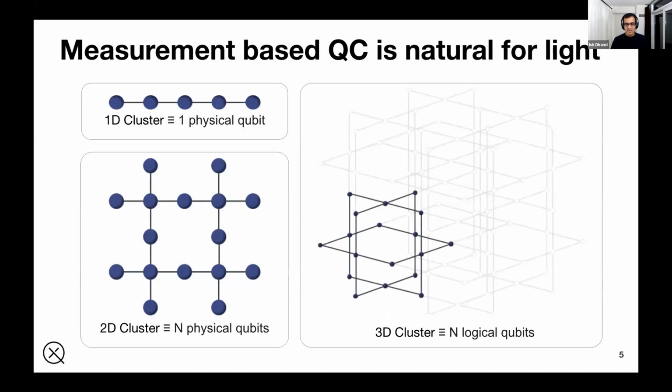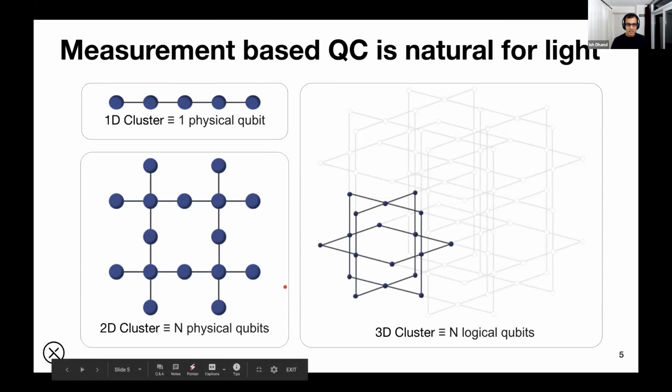Okay, within photonics, how would you go about doing computation? And the way to do it is measurement-based quantum computing. This is because photons are flying qubits, unlike matter qubits, on which you would do circuit-based computation. With photons, you need to do measurement-based computation. So a quick primer on measurement-based quantum computing.